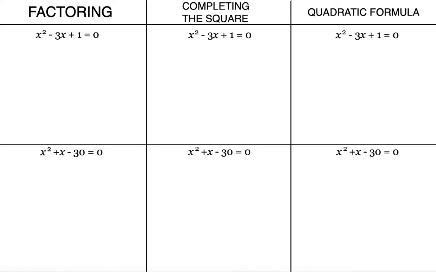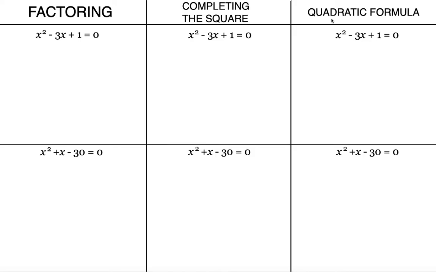When we're trying to solve a quadratic equation with three terms, we're trying to figure out which method is the best to use. Is it the factoring method? Is it the completion of the square method? Or is it the quadratic formula method?